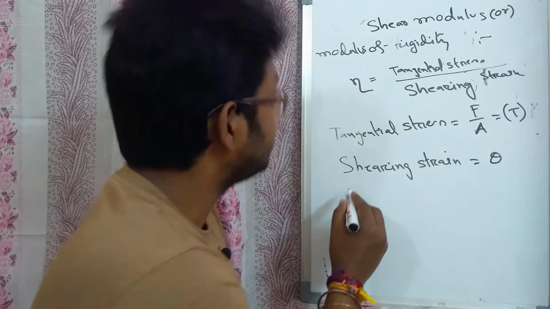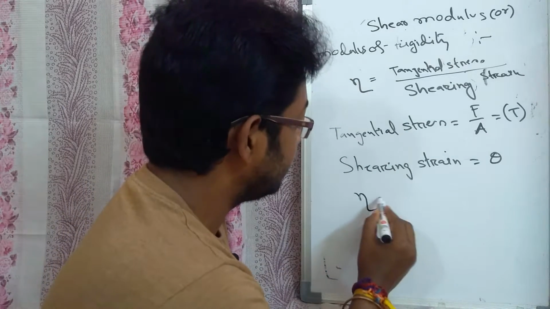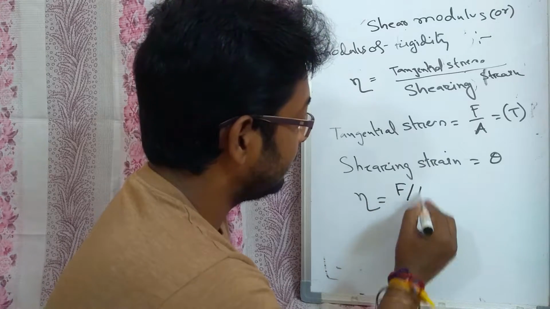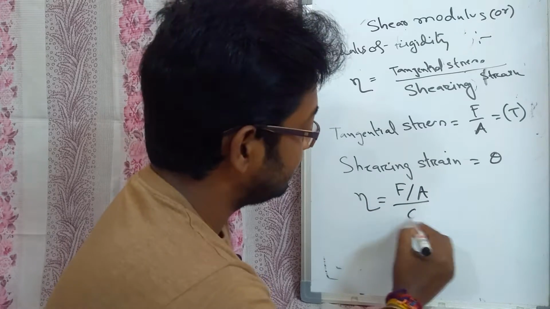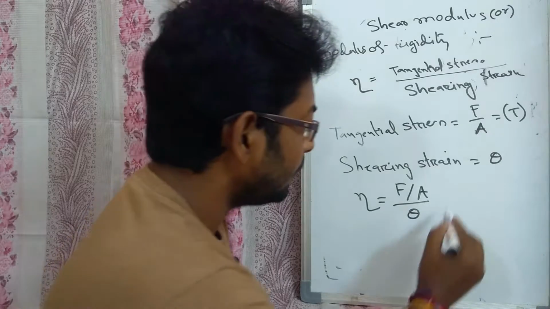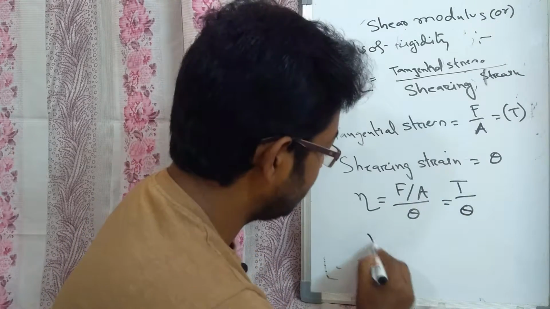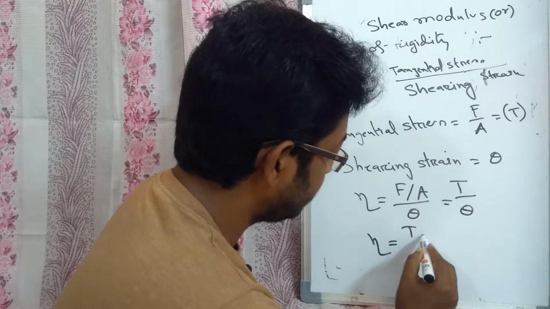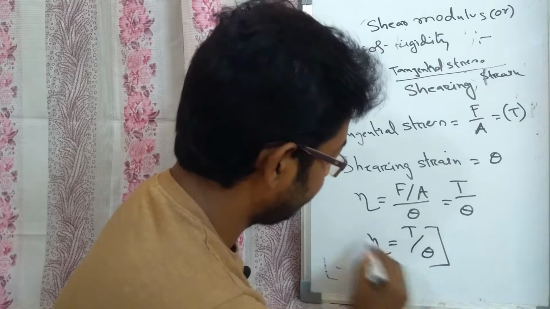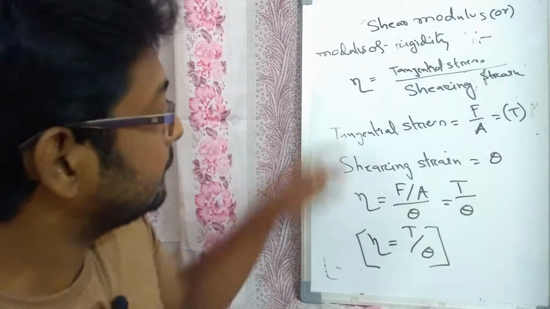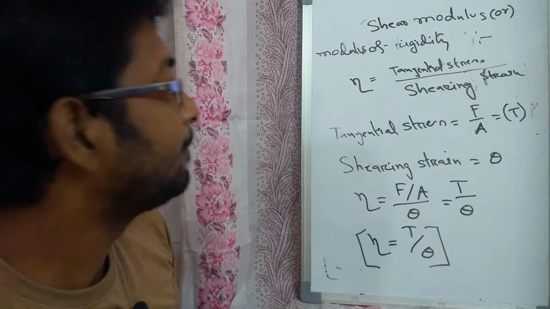So now what is the modulus of rigidity? I can write that eta equals tangential stress, so F by A, divided by theta. So what is F by A? This is the T. So my modulus of rigidity is equal to T divided by theta. So this is the formula for modulus of rigidity.